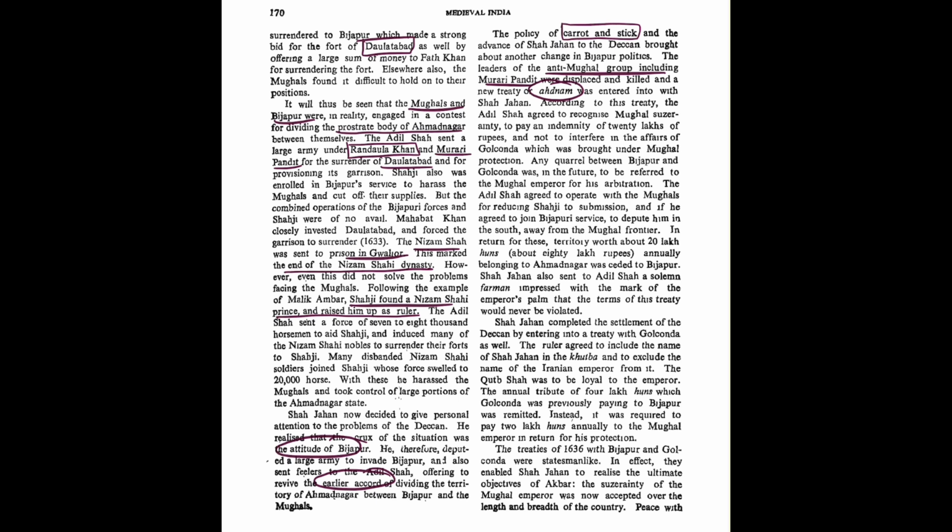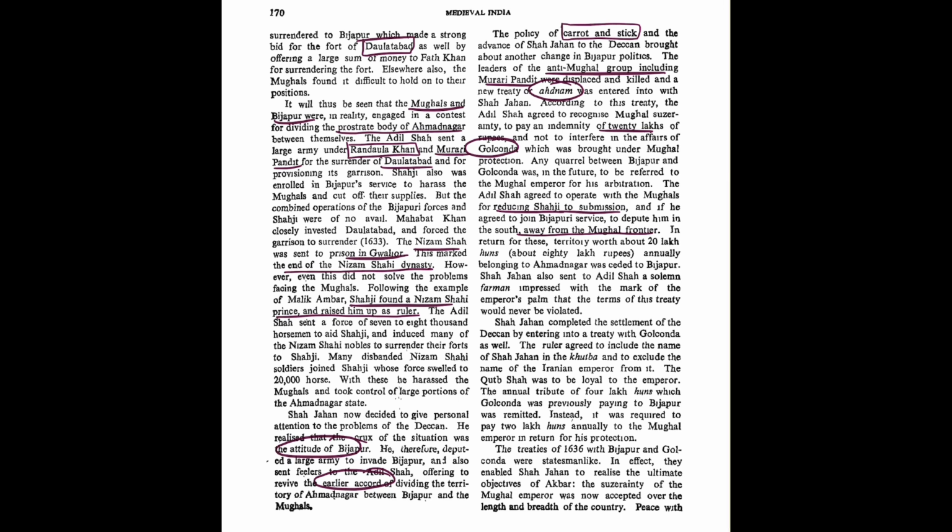According to this treaty, the Adil Shah agreed to recognize Mughal sovereignty, to pay an indemnity of 20 lakhs of rupees and not to interfere in the affairs of Golconda, which was brought under Mughal protection. Any quarrel between Bijapur and Golconda was in the future to be referred to the Mughal emperor for his arbitration. The Adil Shah agreed to cooperate with the Mughals for reducing Shahji to submission, and if he agreed to join Bijapuri service, to depute him in the south away from the Mughal frontier. So the Mughals were literally hostile to Shahji now.